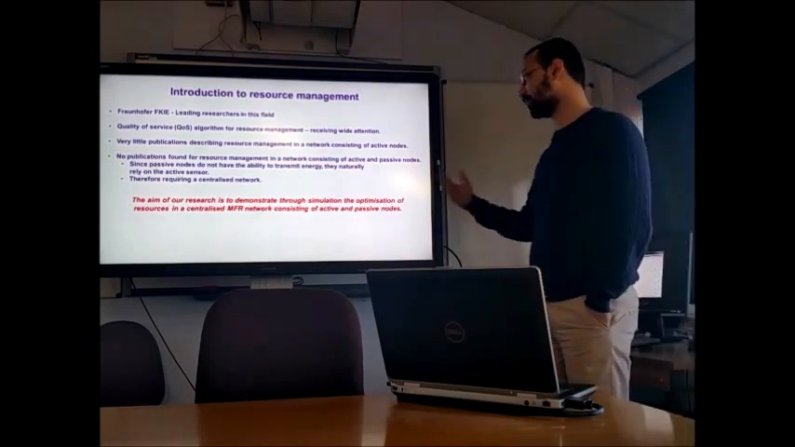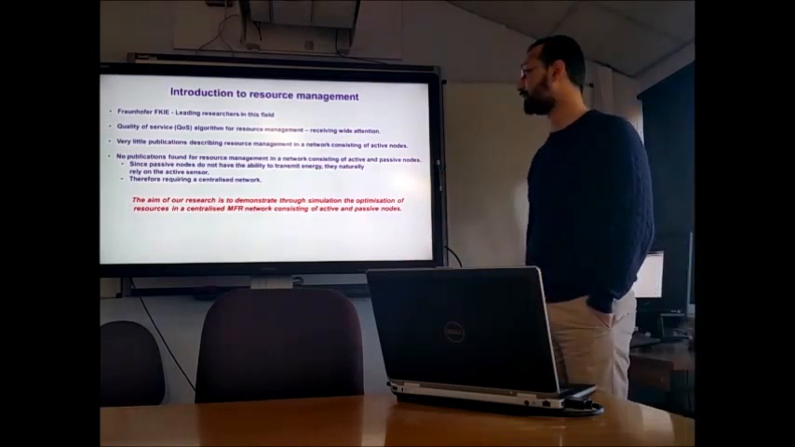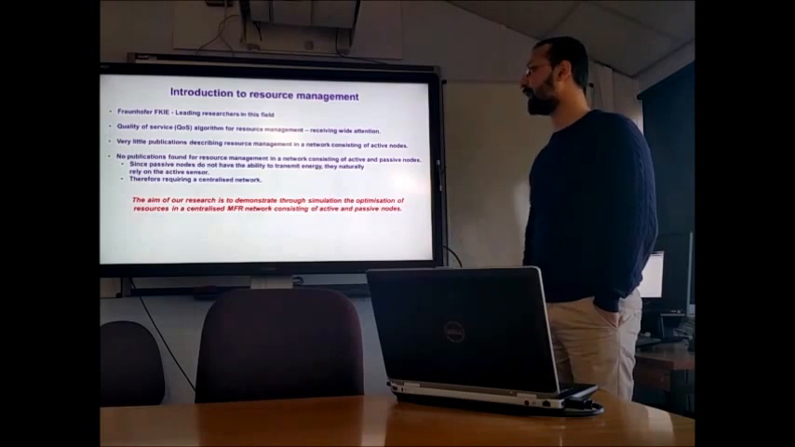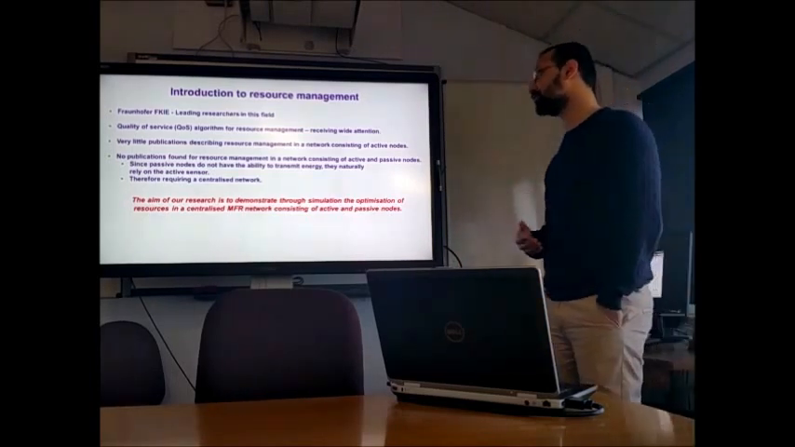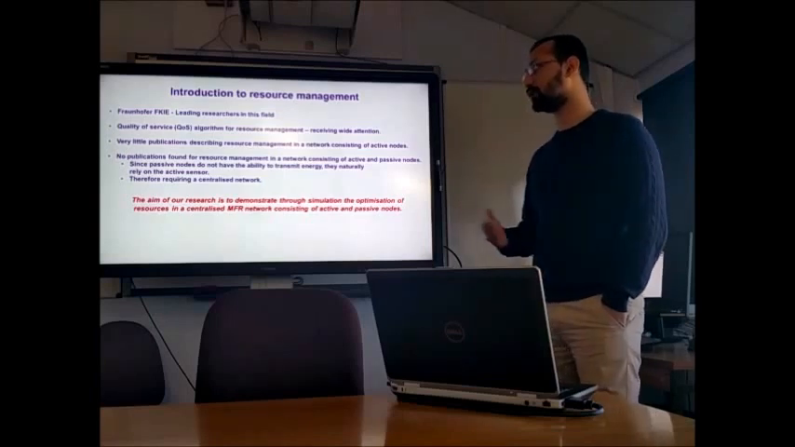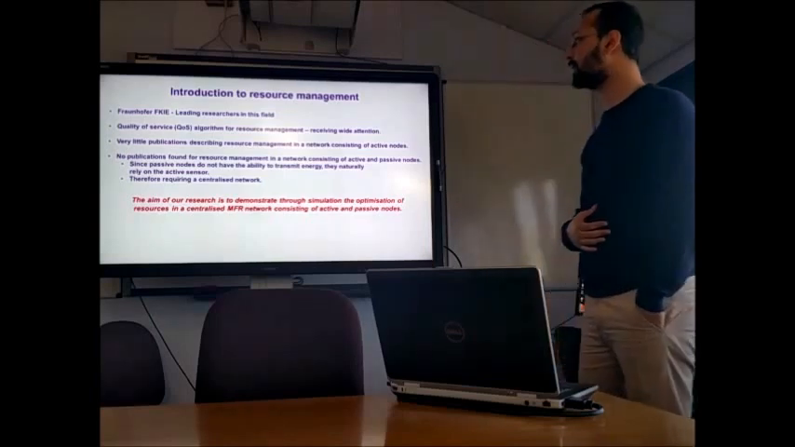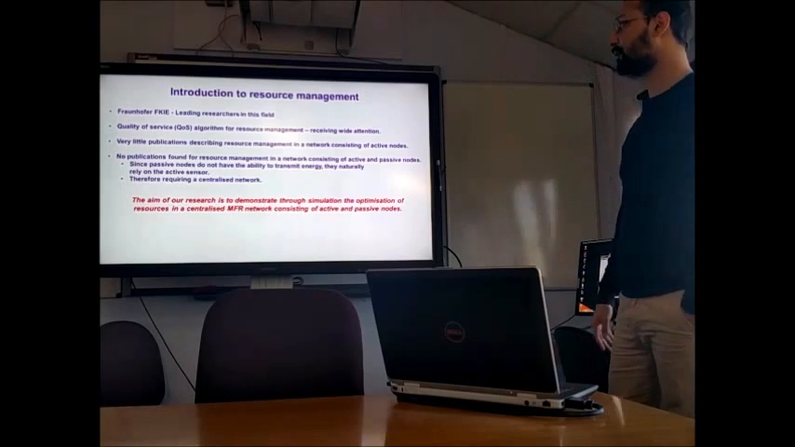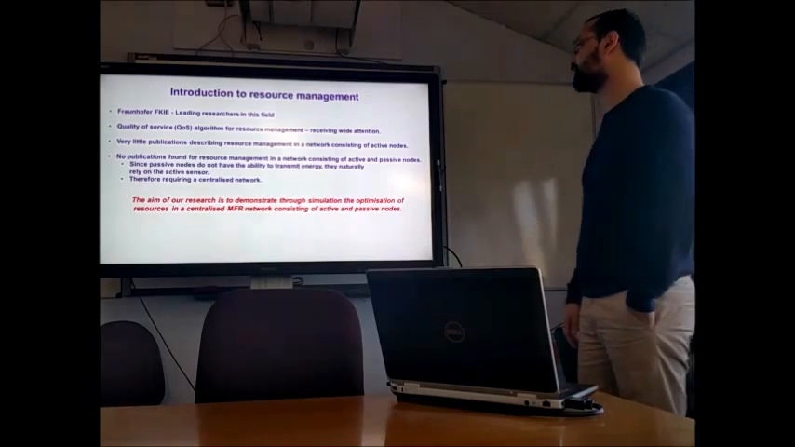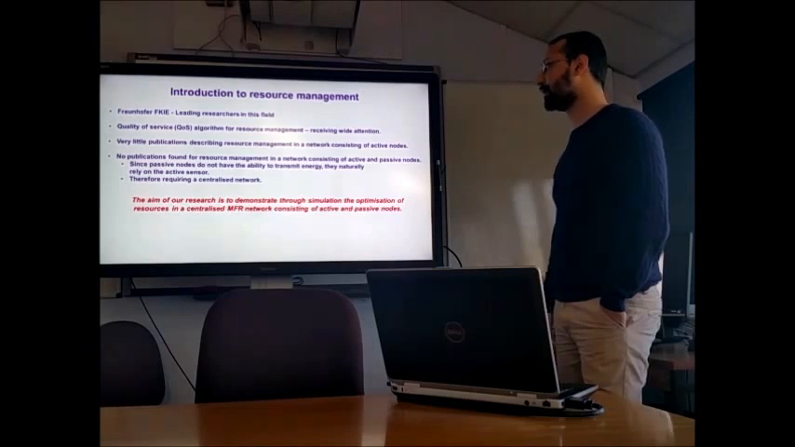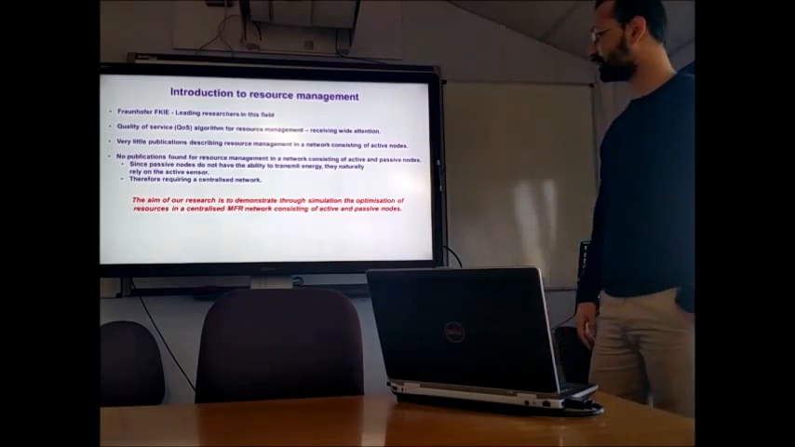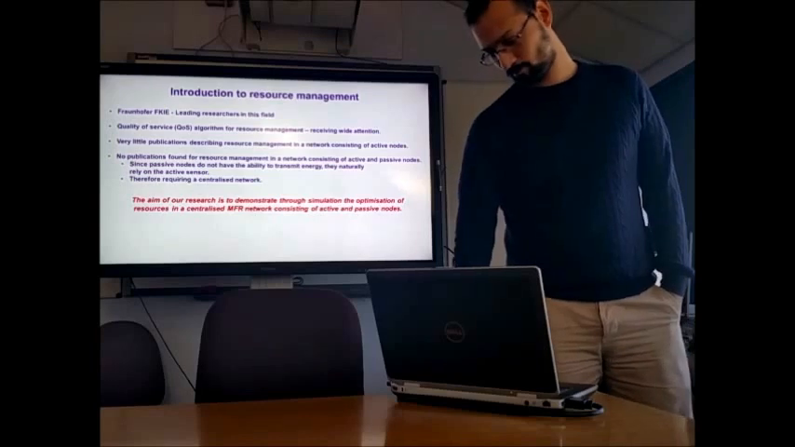So that's one of the main reasons why I want to look into it, because it looks like a very interesting topic. Since the passive nodes do not transmit or have the capability to transmit, they naturally rely on the active sensor, therefore requiring a centralized network. Therefore, in a nutshell, the aim of my research is to demonstrate through simulation the optimization of resources in a centralized multifunction radar network consisting of active and passive nodes.